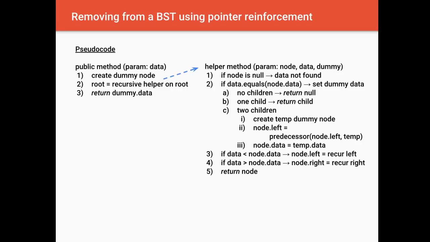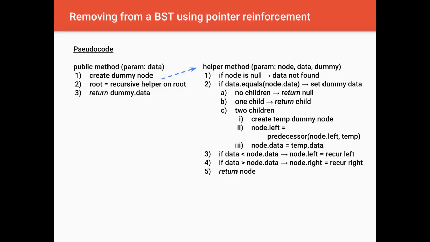So what we're going to do in this case is create another set of steps. We're going to create another temporary dummy node to go down into our left subtree to try to find and extract the predecessor data. So we're going to delegate this call over to another helper method that we're just going to call the predecessor helper.